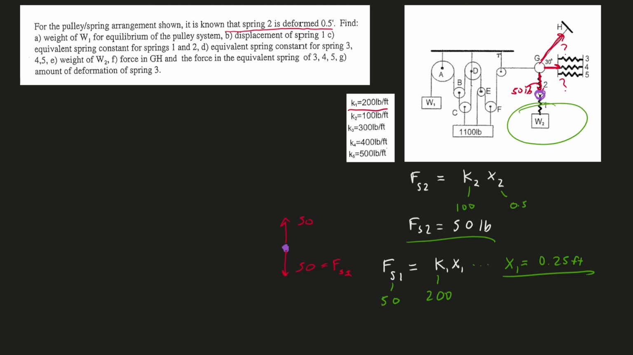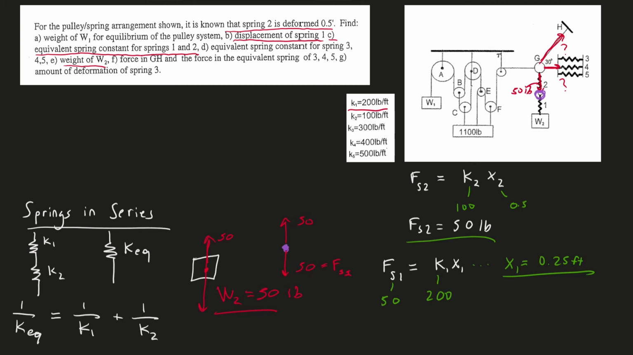Alright, and further going down here, let's see if we can figure anything else out. We can do an FBD on that weight 2 right there. I mean, there's only two things touching it. There's the spring 1 going up at 50, and there's the unknown weight force going down. The weight 2 has to be 50 from here. 50 pounds. So there, we just knocked out a couple of answers. We know the displacement of spring 1 and the weight 2. And in a quick second, we can figure out C, the equivalent spring constant for springs 1 and 2. Let's just do that right now.